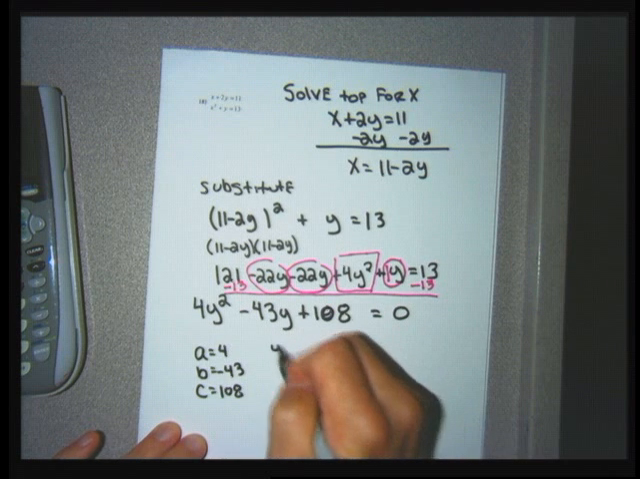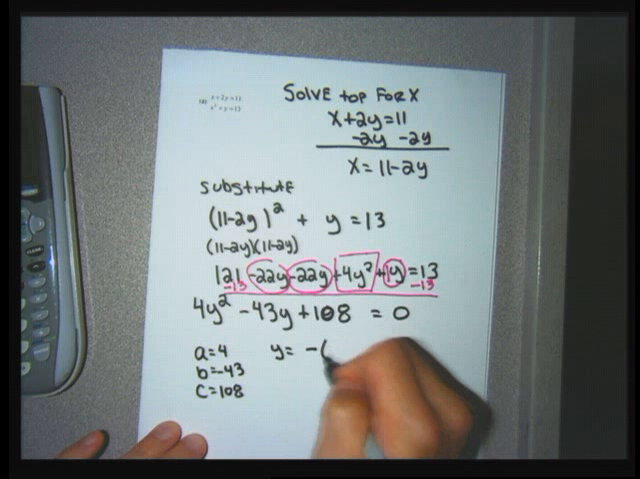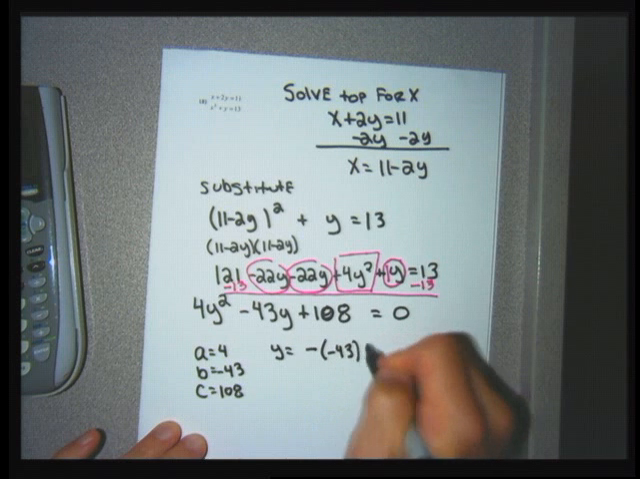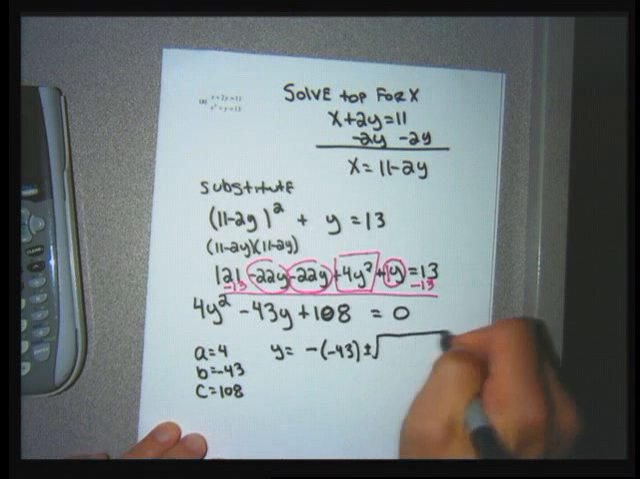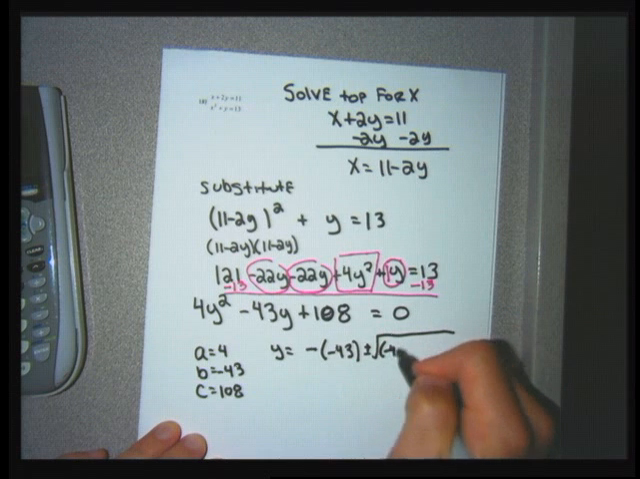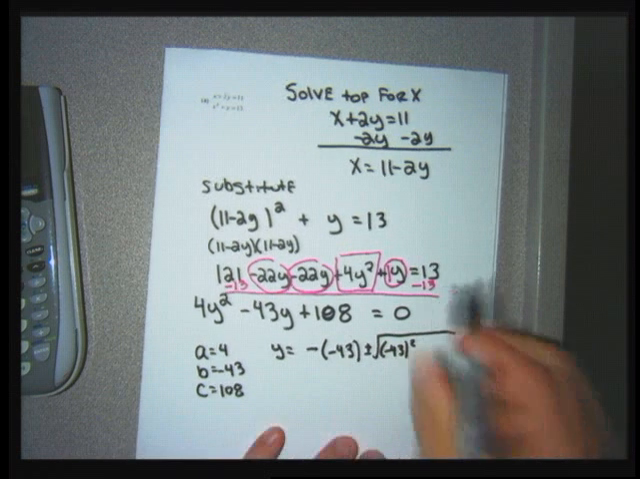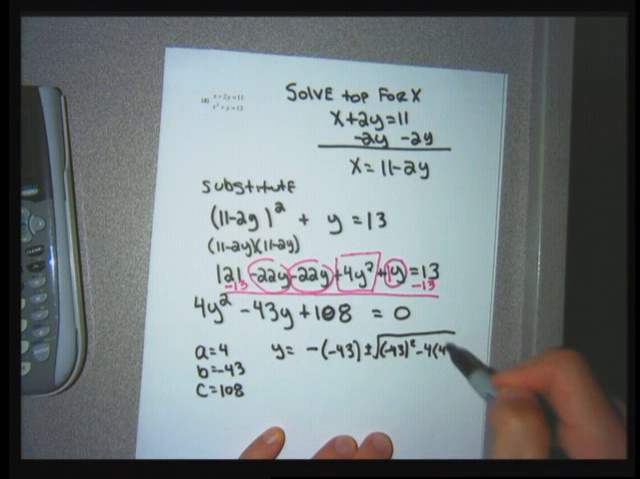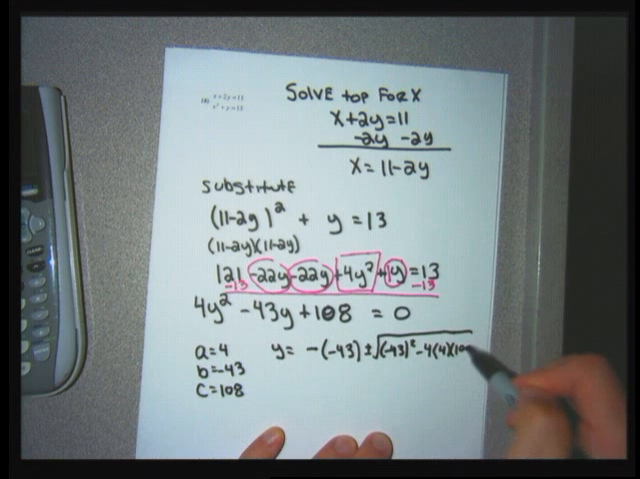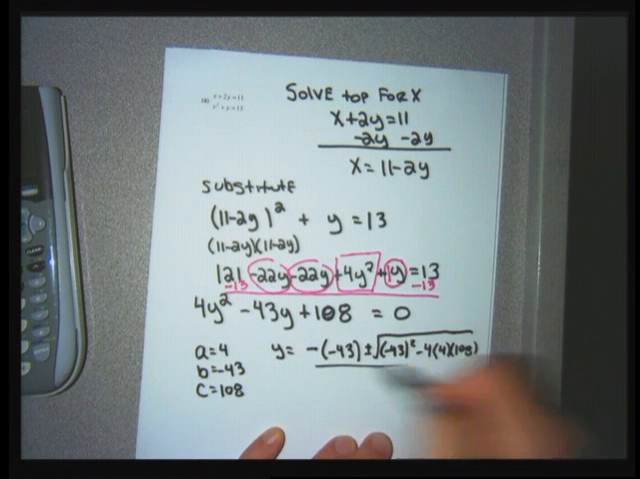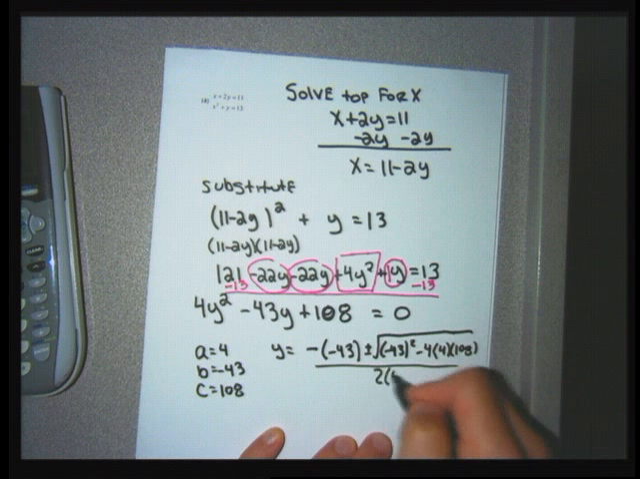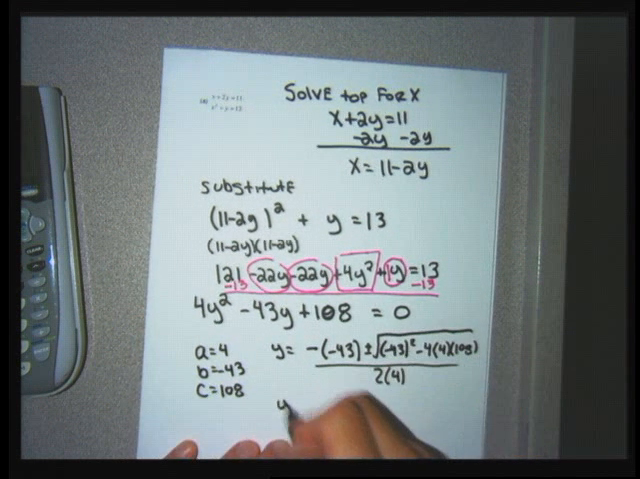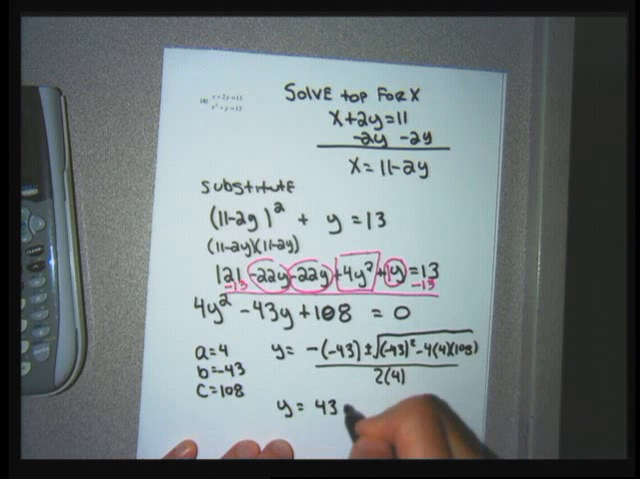I'm going to get y equals negative b, which is negative 43, plus or minus the square root of b squared, which is negative 43 quantity squared, minus 4ac, which is 4 times 4 for the a, and then times 108 for the c, all over 2a, which is 2 times 4. I'm going to get 43 plus or minus over 8.